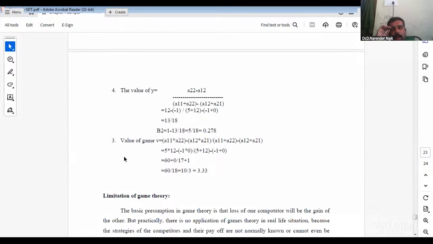Next, the value of the game v is a11 into a22 minus a12 into a21 divided by a11 plus a22 minus a12 plus a21. So these are the values. With this we completed the dominance method also.